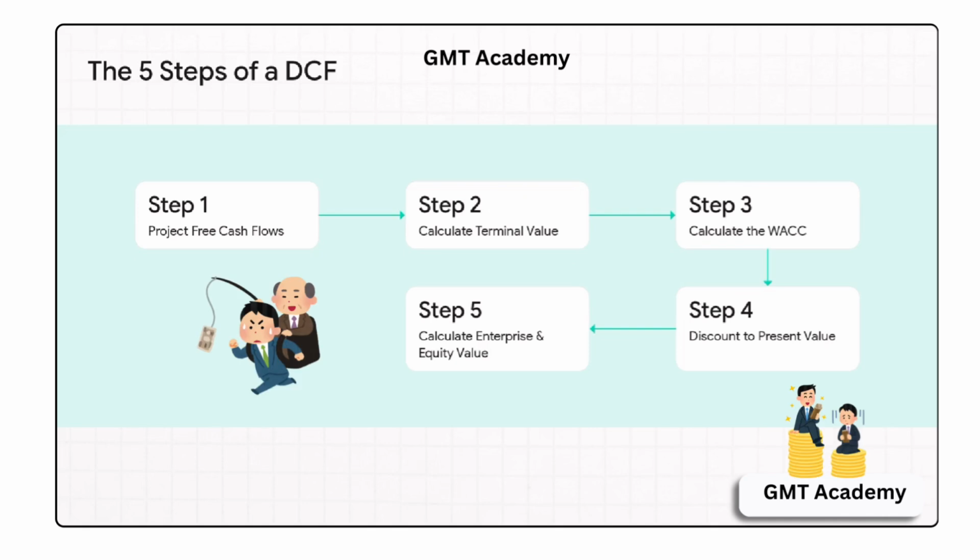Building a DCF can sound really complex, but honestly, it all boils down to a 5-step process. You project a company's cash flow out into the future, you estimate what it's worth at the very end of that period, that's called the terminal value, and then you discount all of that future money back to what it's worth today using a special rate called the WACC.